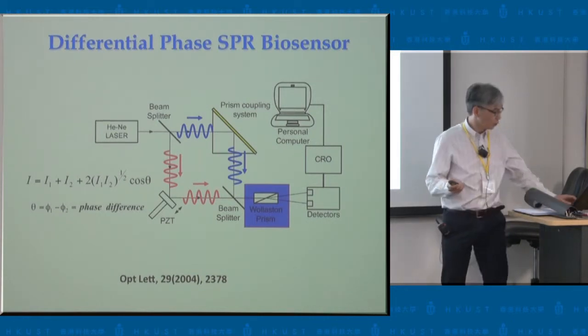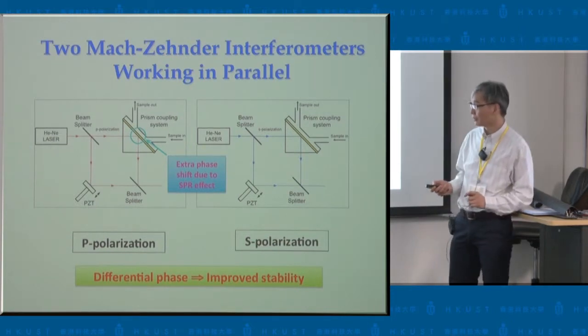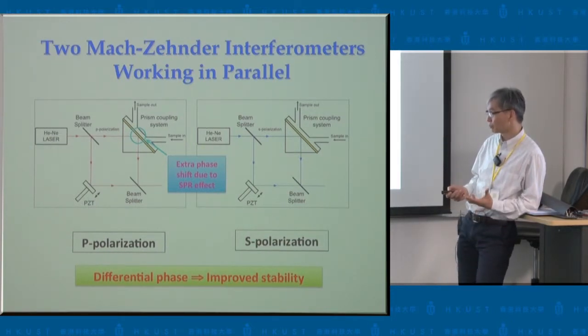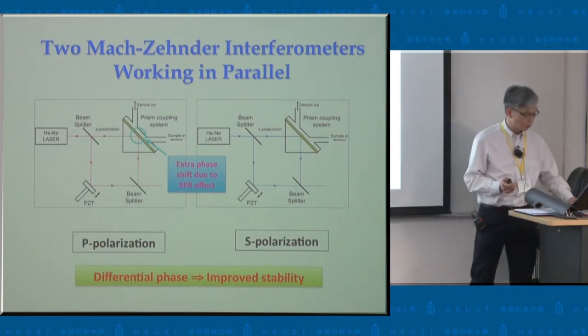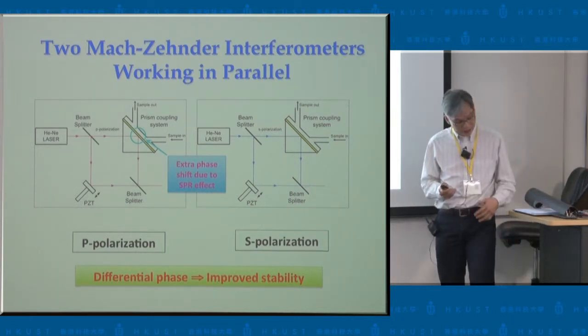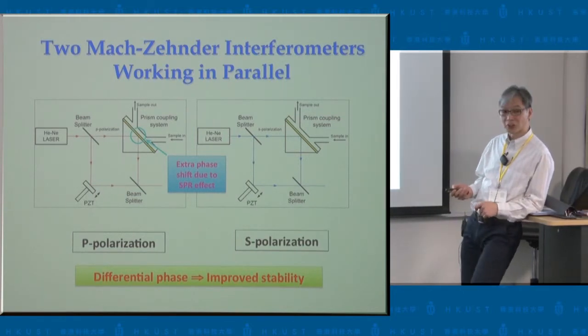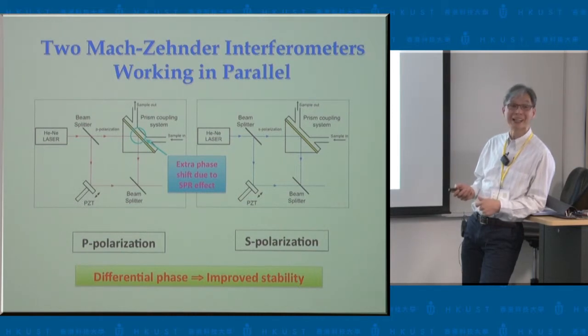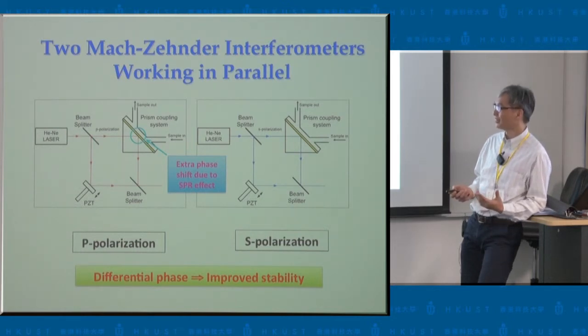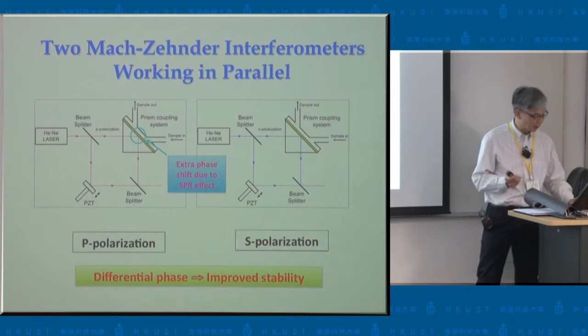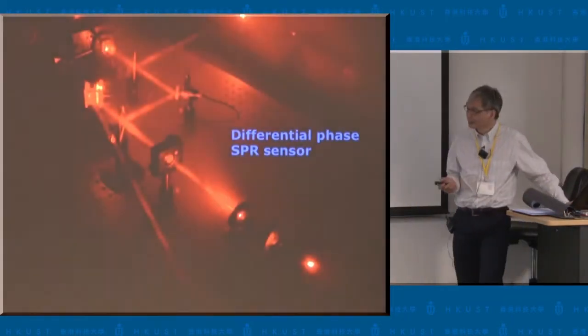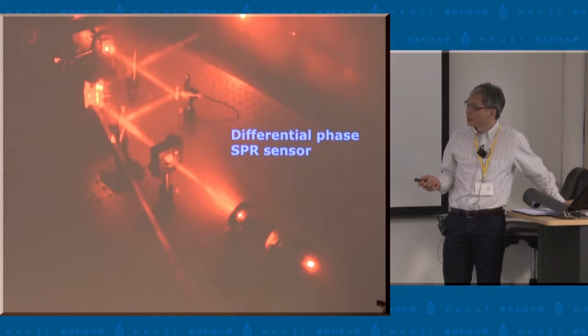Basically, we are having two interferometers working in parallel. One is P polarization, which is affected by surface plasmon. The S polarization doesn't. So we get enhanced sensitivity through the differential phase measurement. Indeed, this was done quite a few years ago, and we tried it. Once we tried it, it was so good, we never wanted to go back. We always stick with phase measurement, and you will see later that over the years we've further developed this setup and made it even more commercializable.